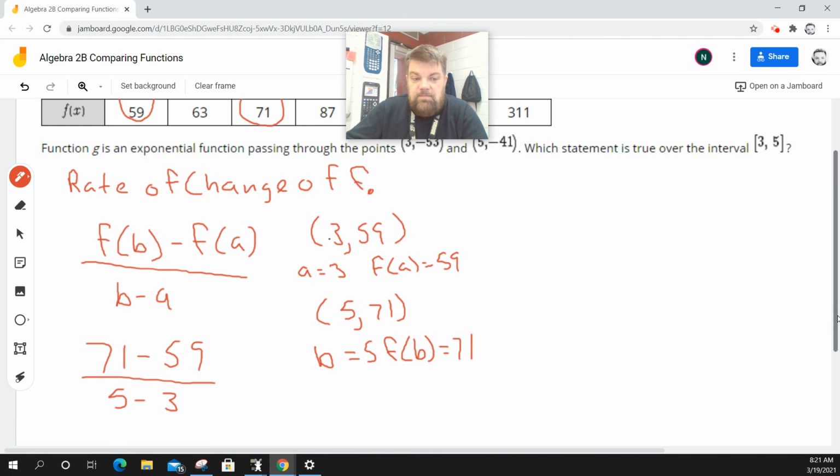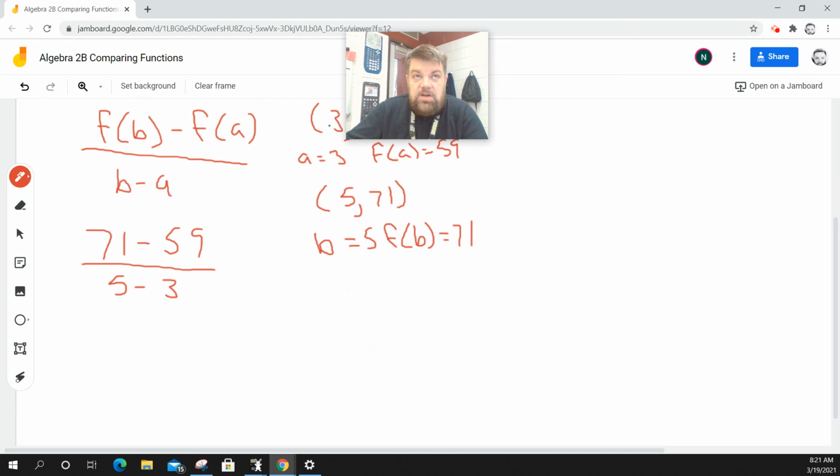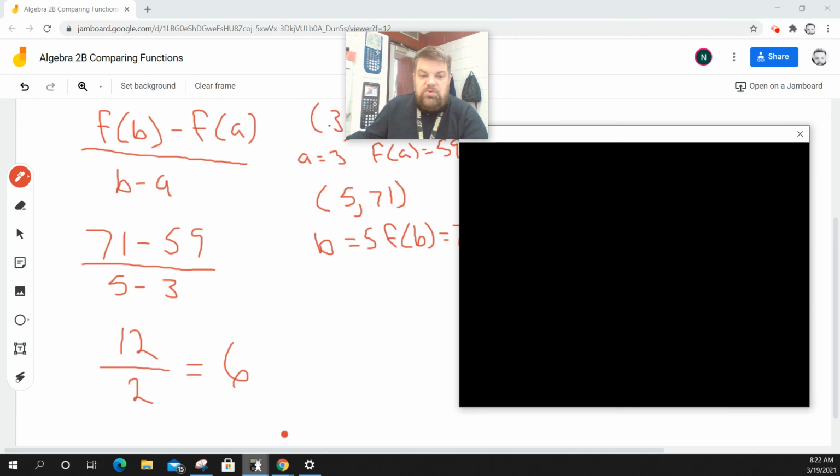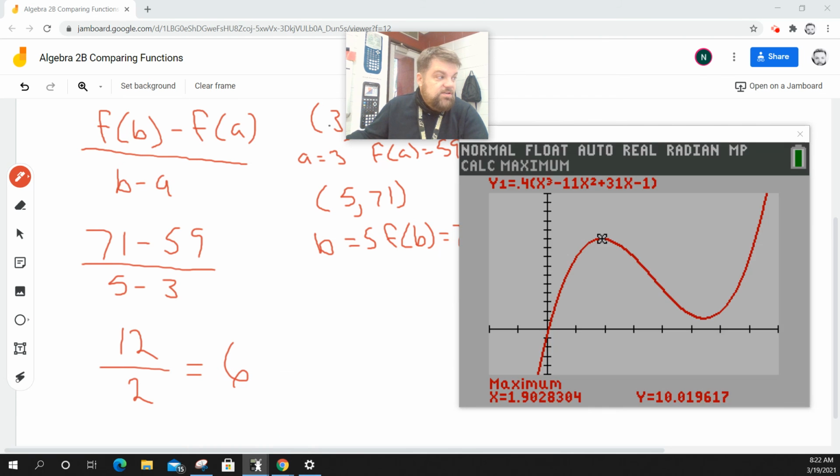So in the next step, 71 minus 59 is 12, I believe. And then 5 minus 3 is 2. So it should reduce down to 6. I'm going to plug that in the calculator just to double check. Sometimes Mr. Adams' brain, especially at the end of the week, is not the greatest.